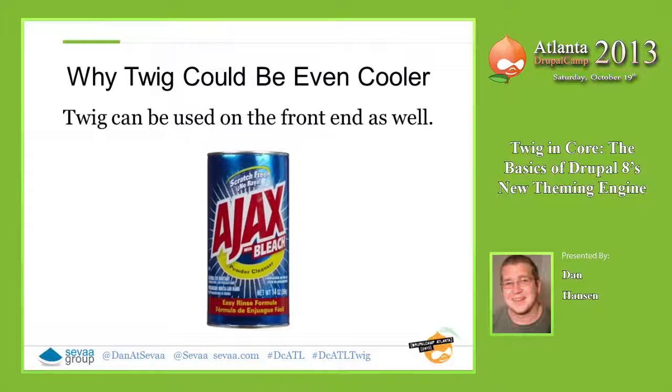There's a couple of reasons that Twig is cool, but not cool yet. Twig could be even cooler. For example, Twig could be used on the front end as well. Since it's not stuck to Drupal, you could technically use it to pull a piece of AJAX content, like a JSON object, from within your Drupal site. And then on the front end, using JavaScript, inject all of that content into the same Twig template that you are actually using to render the content in the first place. So reuse of templates along those lines is very exciting.